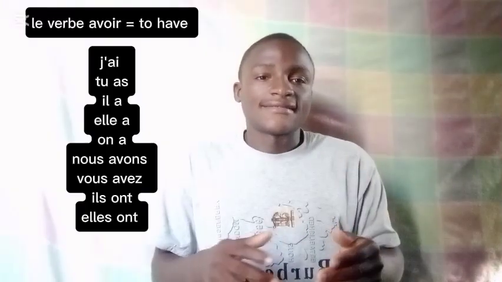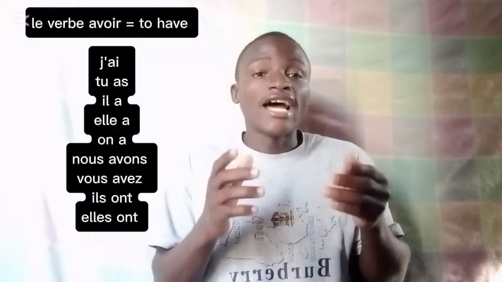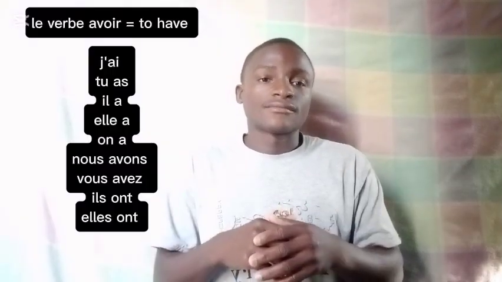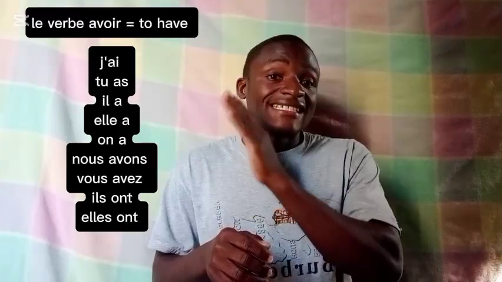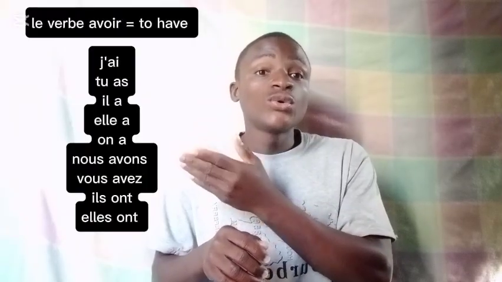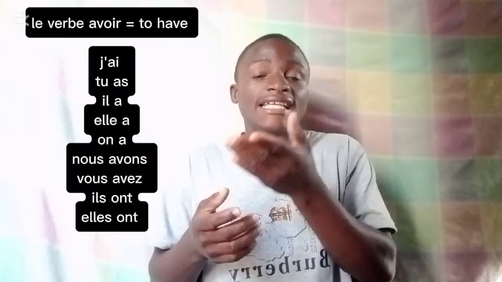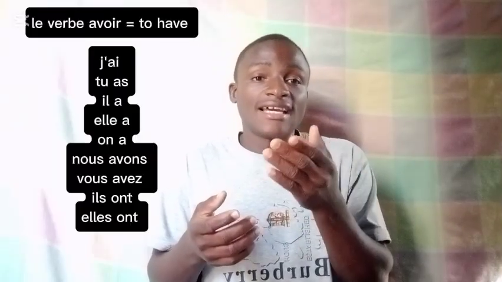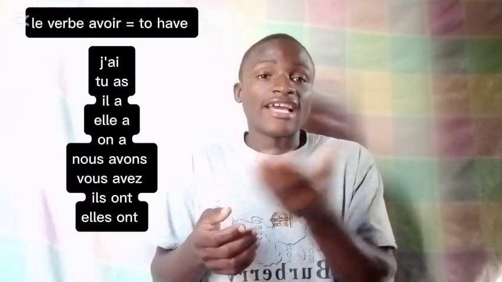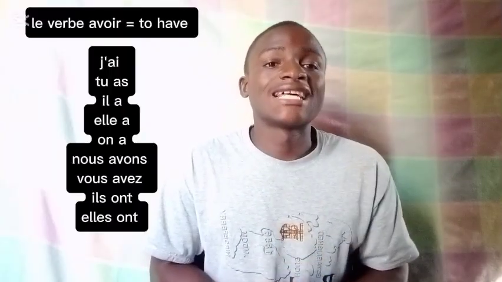Now let's move on to the verb avoir. Avoir is to have. To have is avoir. So j'ai, it's not je, it's j'ai, tu as, il, elle, on a, nous avons, vous avez, ils ont, and elles ont. Ils ont, elles ont.